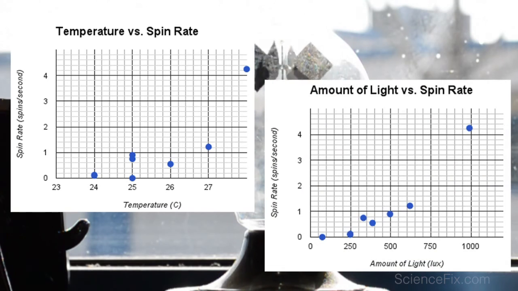Here we have the amount of light. And we can see that the light dramatically increases from less than 100 lux all the way up to close to 1,000 lux. What do you think? Which one do you think is the factor that determines it? Is it one or the other, or do both play a role? What do you think?